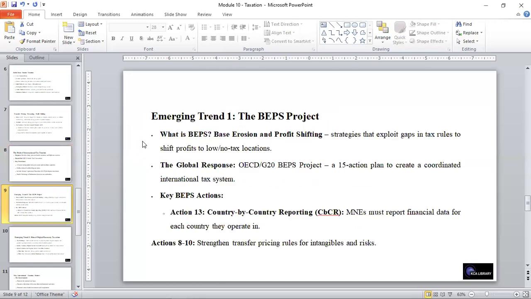We have the last aspect of the module, which talks about the emerging trends. And for this, we have the first, which is the BEPS project, the base erosion and profit shifting project. These are strategies that exploit gaps in tax rules to shift profits to low or no tax locations. And this is just coming up.